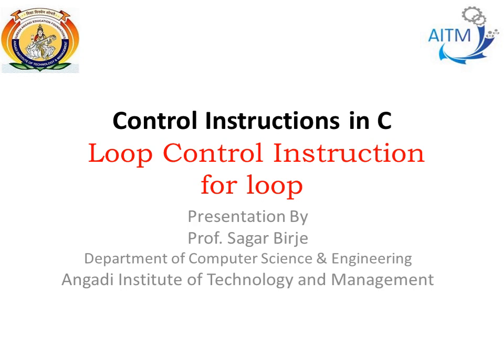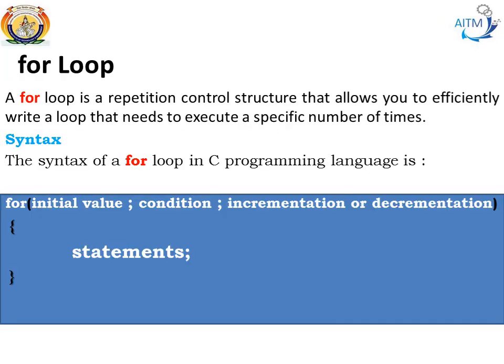So in this presentation we are going to understand the working of for loop. A for loop is a repetition control structure that allows you to efficiently write a loop that needs to execute a specific number of times.